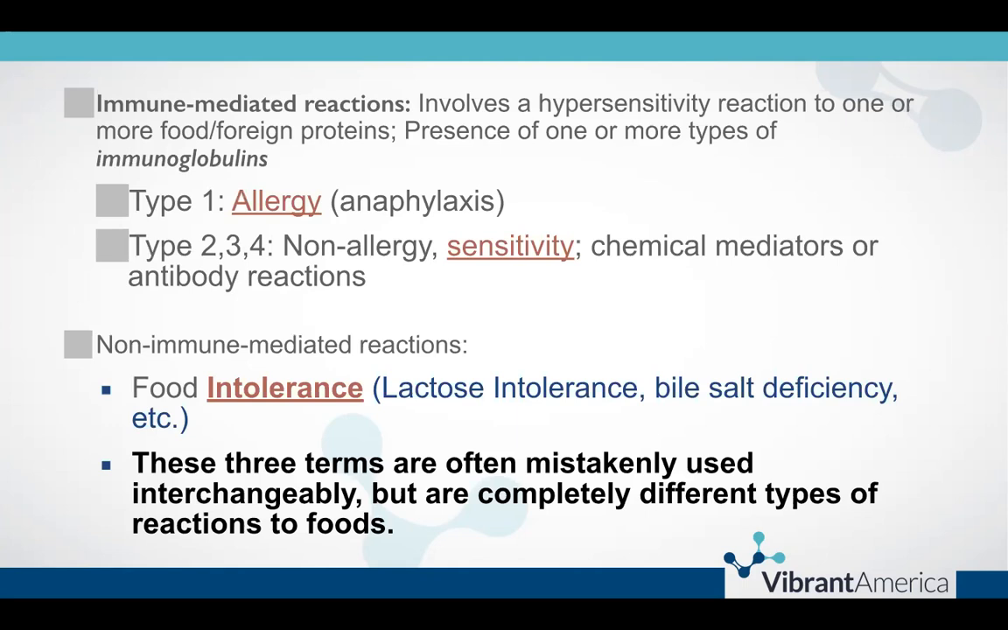These three terms, allergy, sensitivity, and intolerance, are often mistakenly used interchangeably, but are all three completely different types of reactions to foods. So it's very important to know exactly what you're talking about. If you're talking about an allergic reaction to a food, you're talking about IgE, which is not in the food zoomers, with the exception of wheat zoomer, which contains your IgE to wheat. But when you're talking about food allergies, typically that's not the food zoomers that you're looking at. Now, if you're talking about sensitivities, the food zoomers are the tests that you're going to be discussing there.